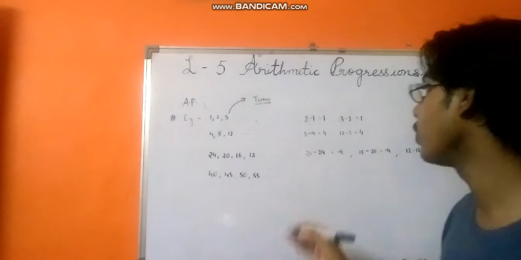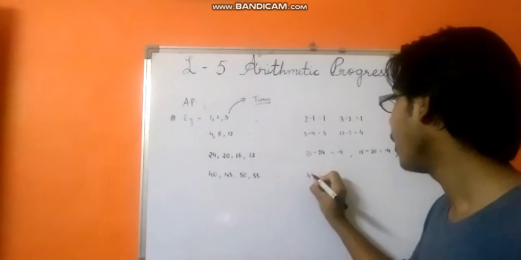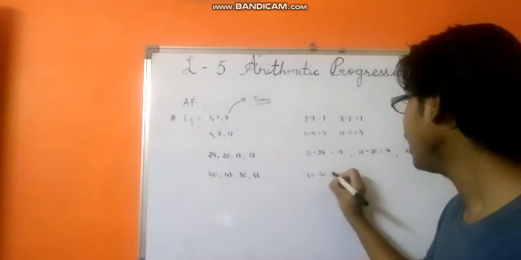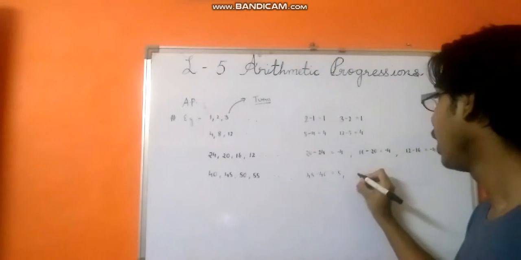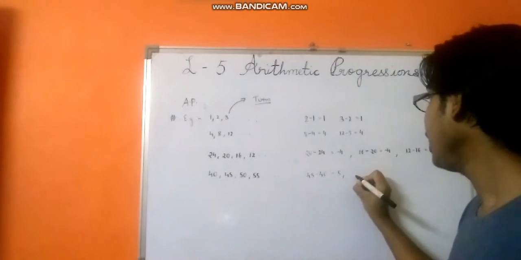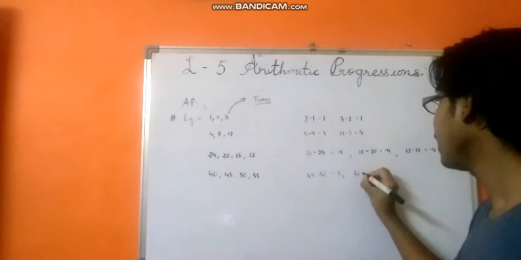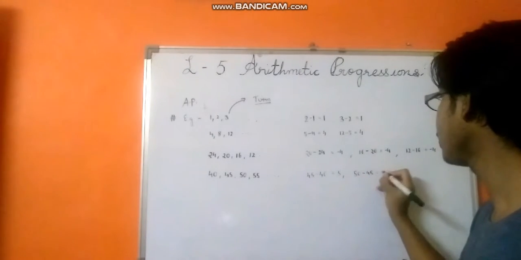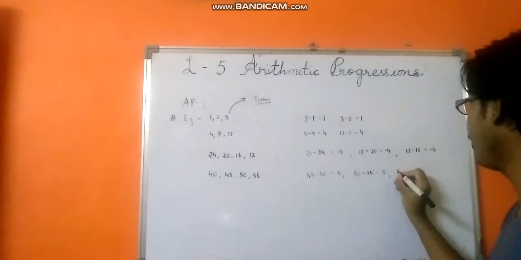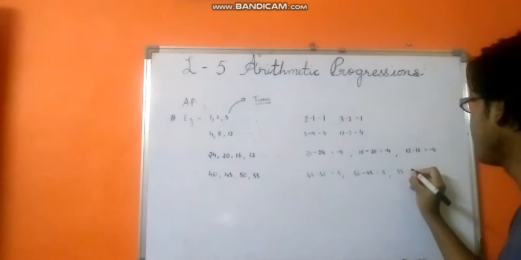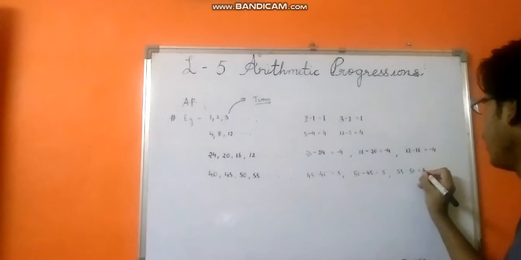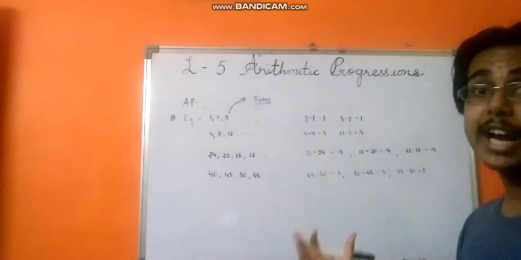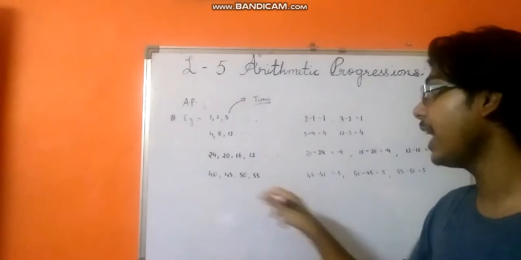Now let us look at the last one. 45 minus 40 is equals to 5. 50 minus 45 is equals to 5. 55 minus 50 is equals to 5. So here we are actually adding 5 to get the next term in the series.